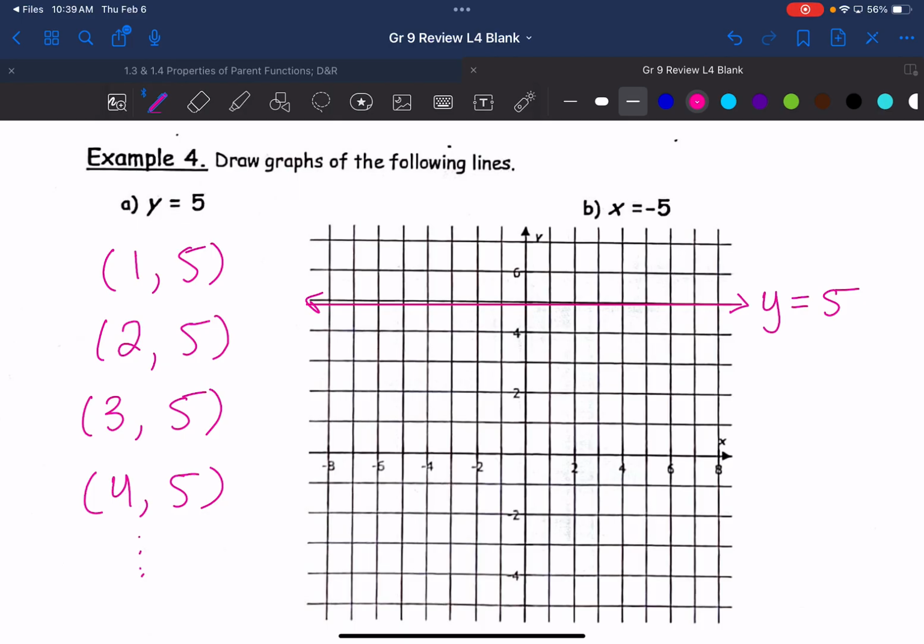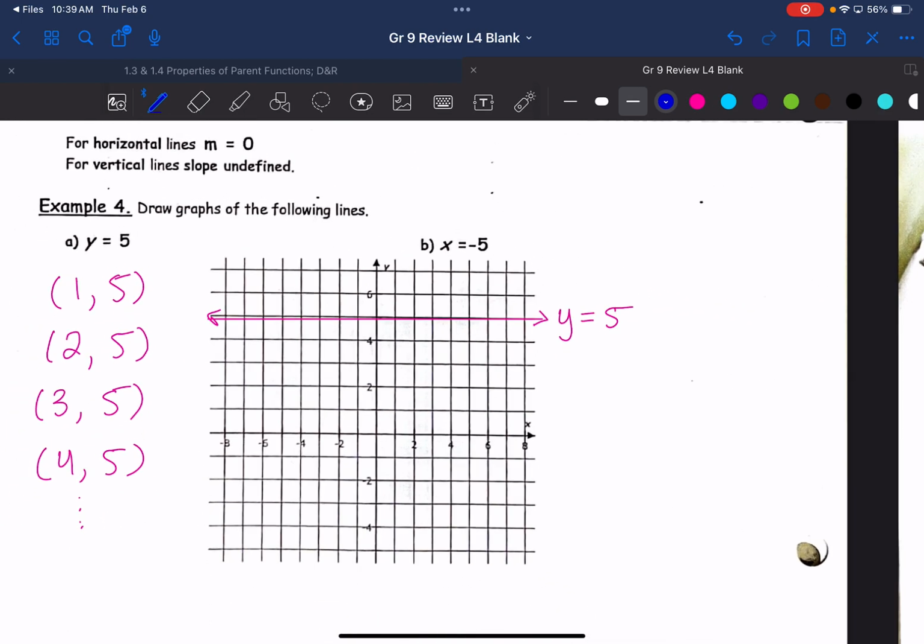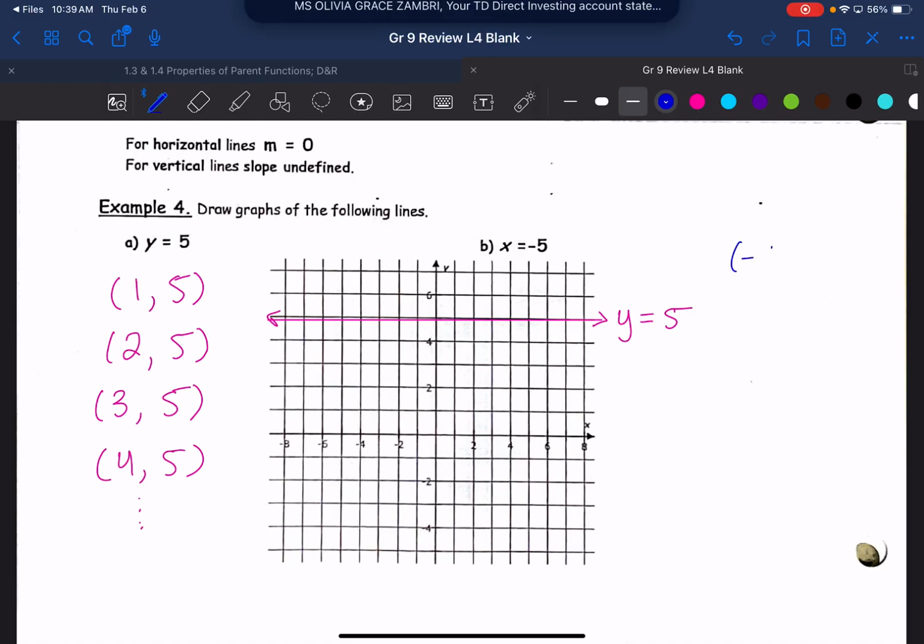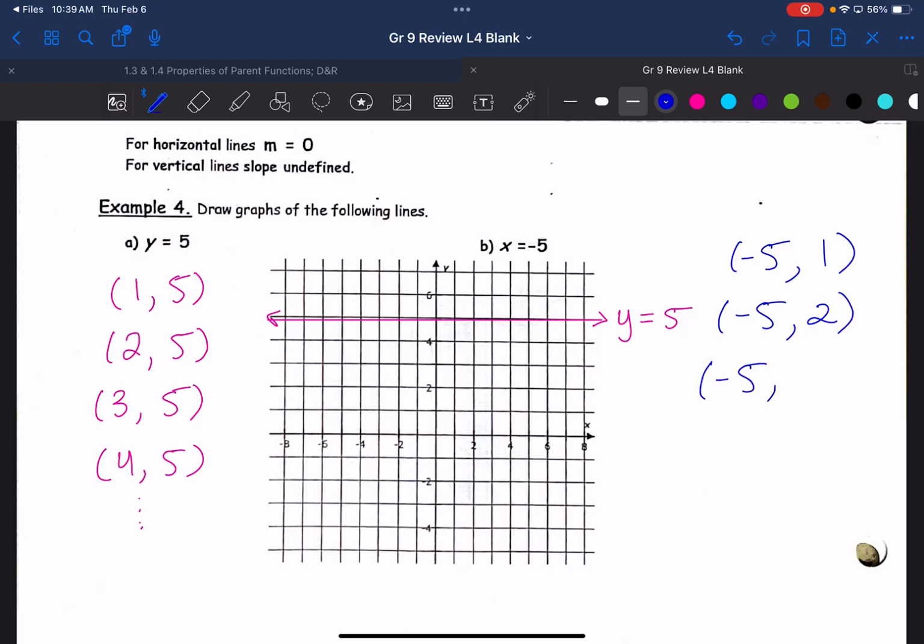So that's y equals 5. If I do, for example, in blue, the one that Jack was just talking about, x equals negative 5, that just means the x value will stay the same, but my y value could change. So for example, negative 5, 1, negative 5, 2, negative 5, 3. You're seeing that my negative 5 is consistent. It's not changing. That's my only x value. So you'll see it's going to produce the vertical line.